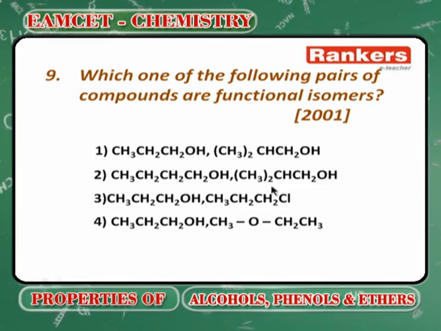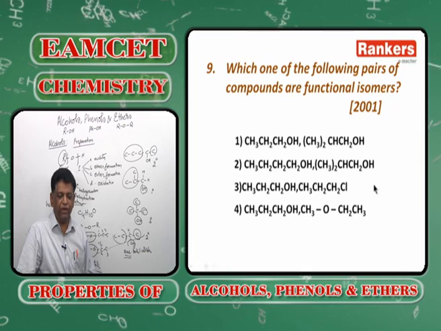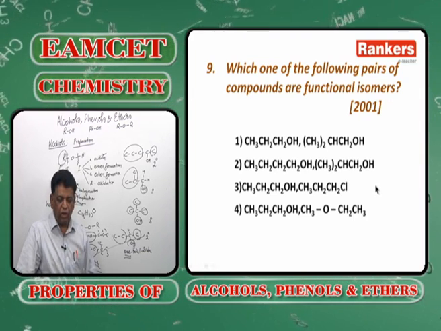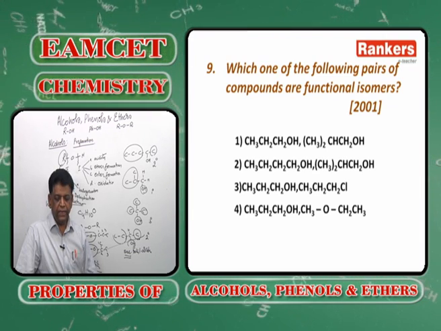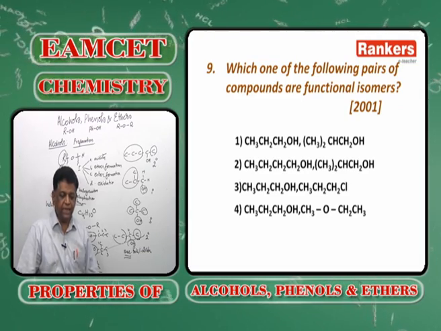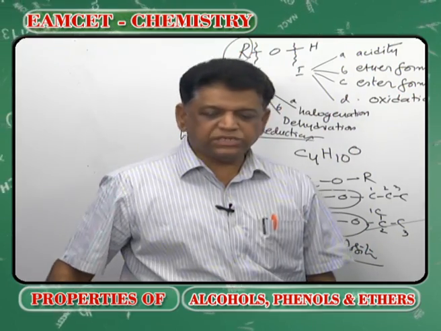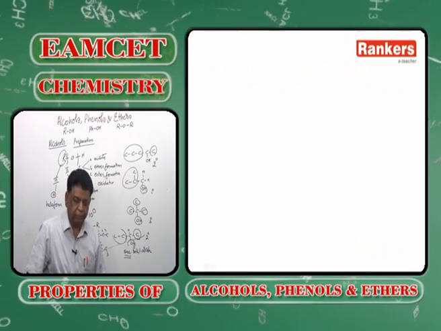The third one, alcohol versus halogen compound. So, the molecular formula will be different, so they are not isomers at all. In the fourth one, it is alcohol versus ether. Alcohol is 1-propanol, ether is methyl ethyl ether. So, their formula is same, one is from the alcohol chapter, the other is from the ether chapter, therefore the functional group is different. Therefore, answer 4 is the right answer. Next.